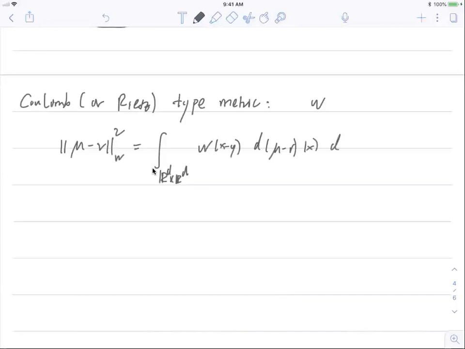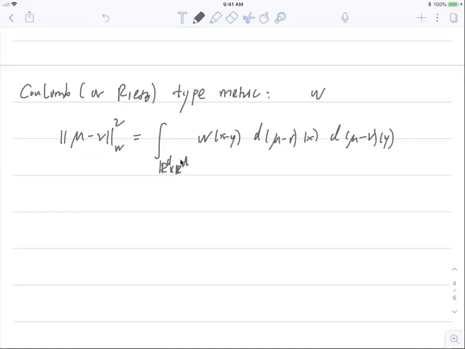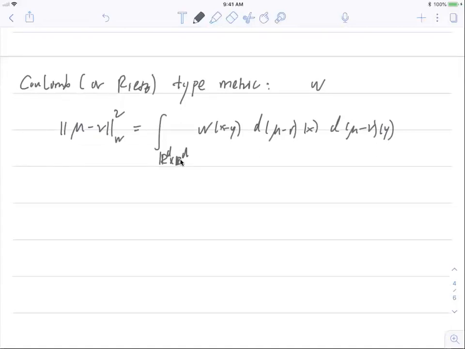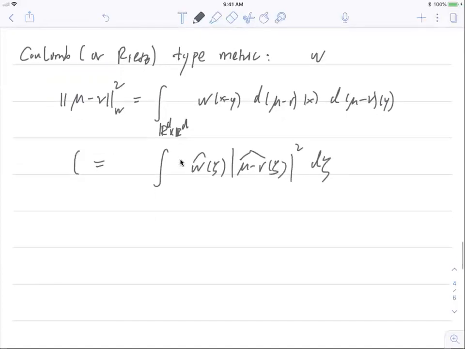So we can write the metric like the following. Okay, so this is a Coulomb type metric they use, but as I said before, if we formally take the Fourier transform, this is just omega hat of psi and mu minus nu squared, and we integrate in the psi variable.